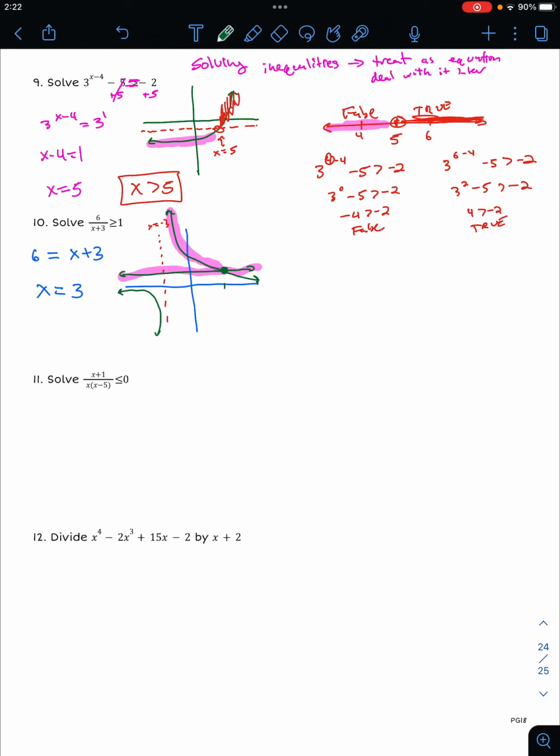Based on that information, I can say for x greater than -3, because -3 is undefined, or less than or equal to 3. So that's going to be my answer.